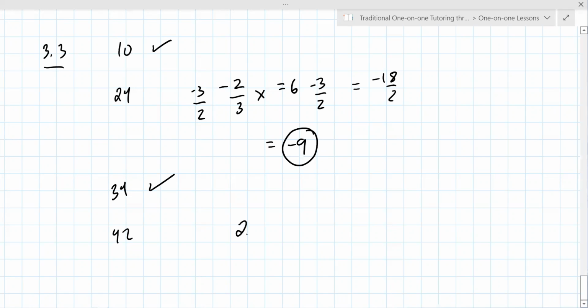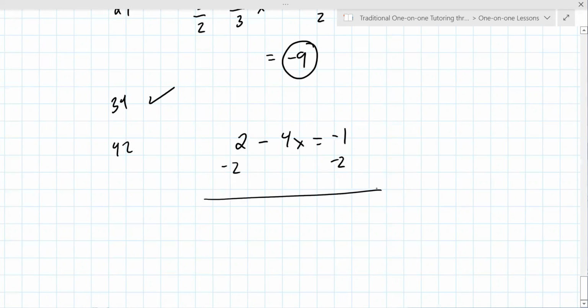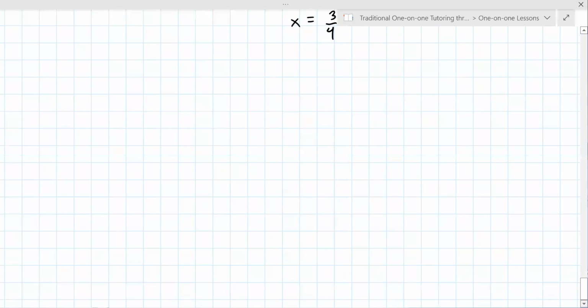Not sure you fully understand here, but you do subtract 2 from both sides, and then it's minus 4x. That negative goes with the 4x equals -3. Divide both sides by -4. I'm seeing sort of the missing of the division in the right number. It is divided by -4, but you get the right answer. So I've already gone through 44. So on to section 3.4.